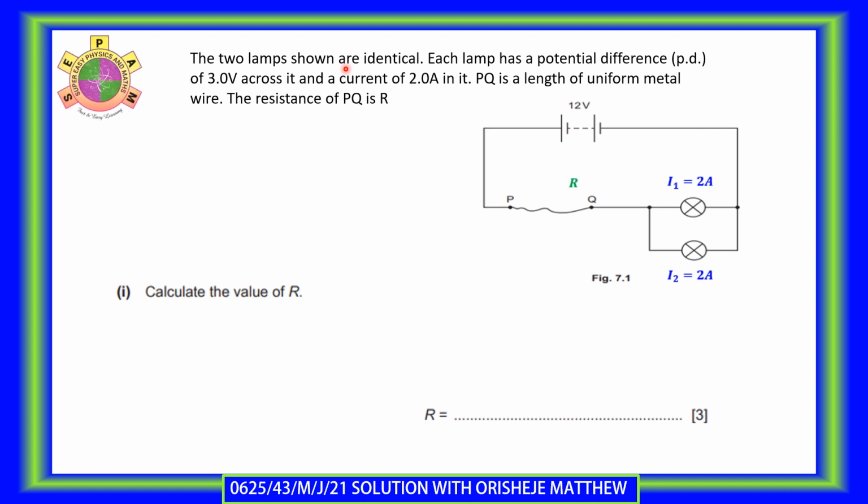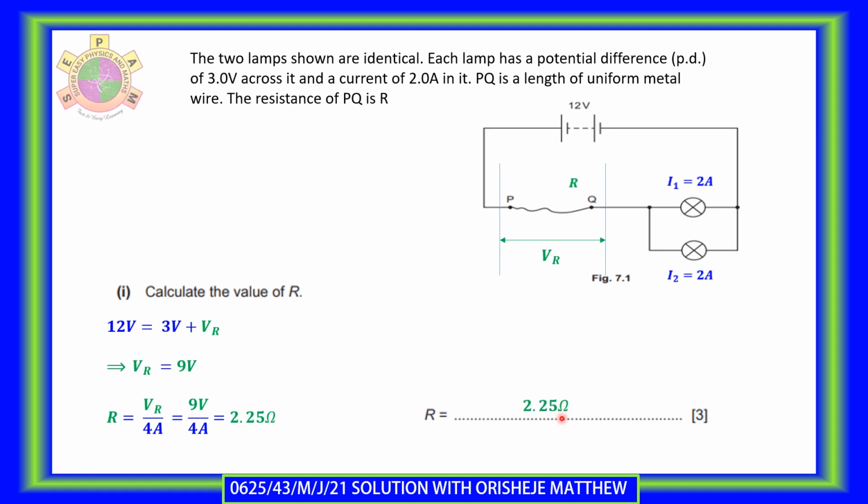The 2 lamps shown are identical. Each lamp has a potential difference of 3 volts across it and a current of 2 ampere in it. PQ is a length of metal wire. The resistance of PQ is R. We've already analyzed it. Question 1. Calculate the value of R. Since we know the PD across the wire is 9 volts, which I have already explained, and the current flowing here is 4 ampere, which is 2 plus 2, the resistance is the PD across the wire divided by the current flowing in the wire. That gives a resistance of 2.25 ohms. So R is equal to 2.25 ohm.